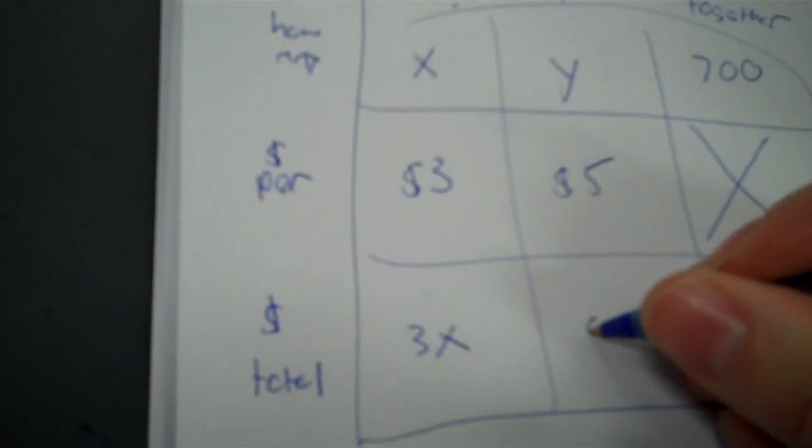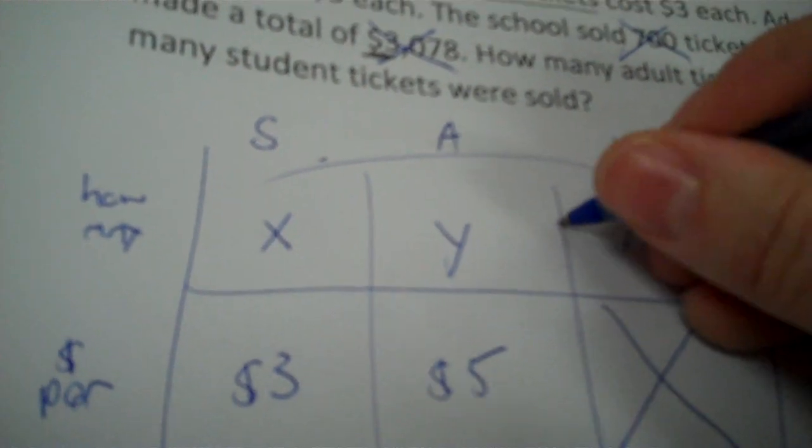Okay, now students, cost per student is $3. Cost for adults, $5. So x times 3 is 3x, y times 5 is 5y. So I've got this equation, but I need another one because it has 2 different letters. So I find another place in the table where it has those letters, and that's my other equation.